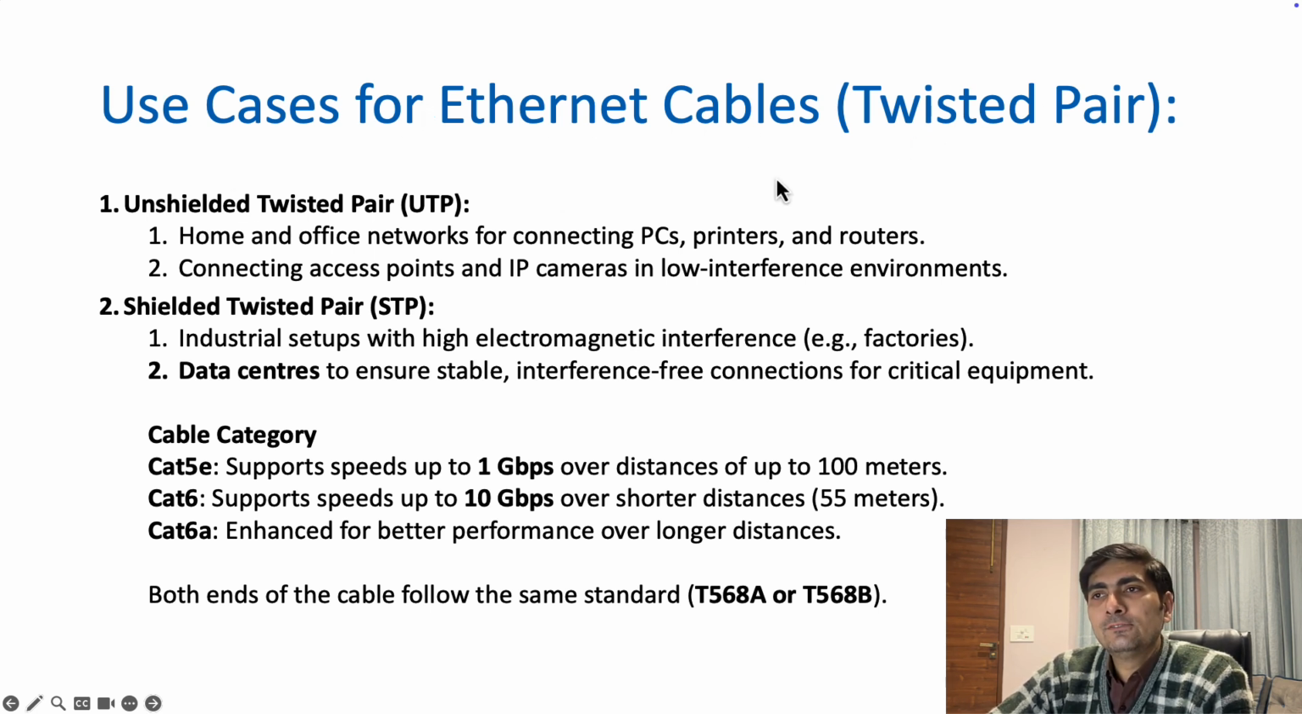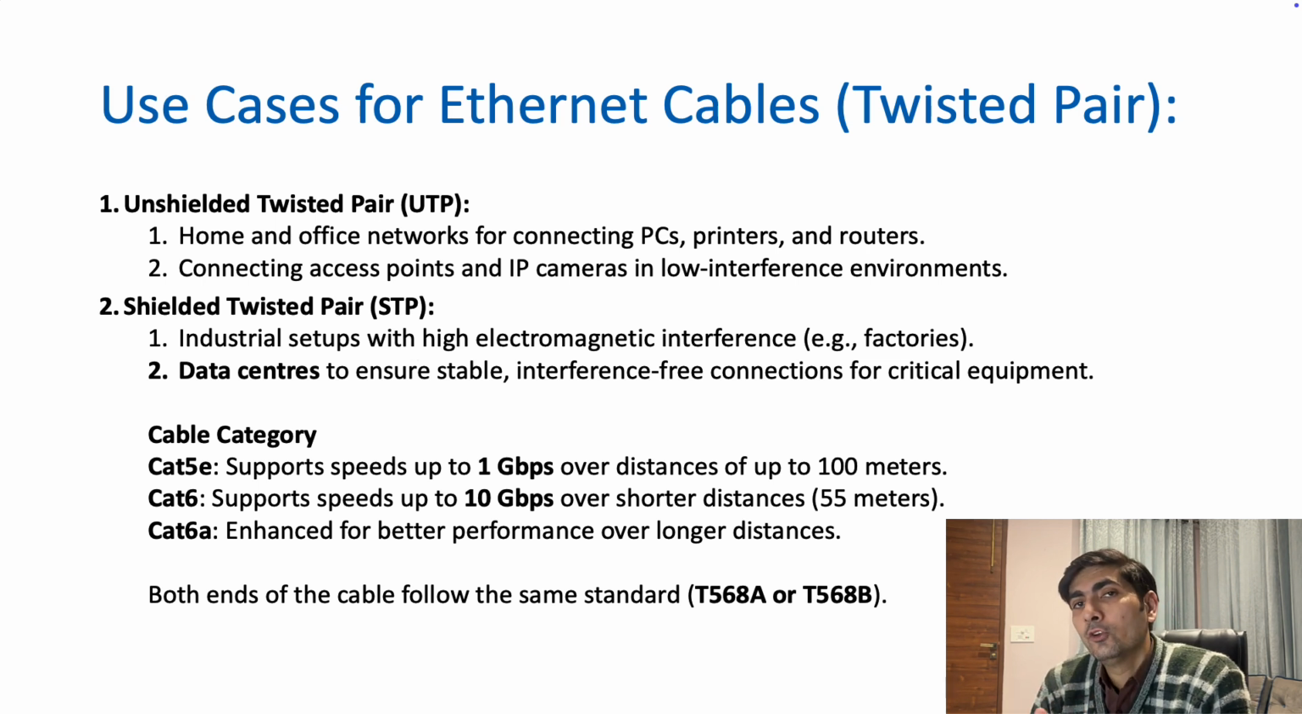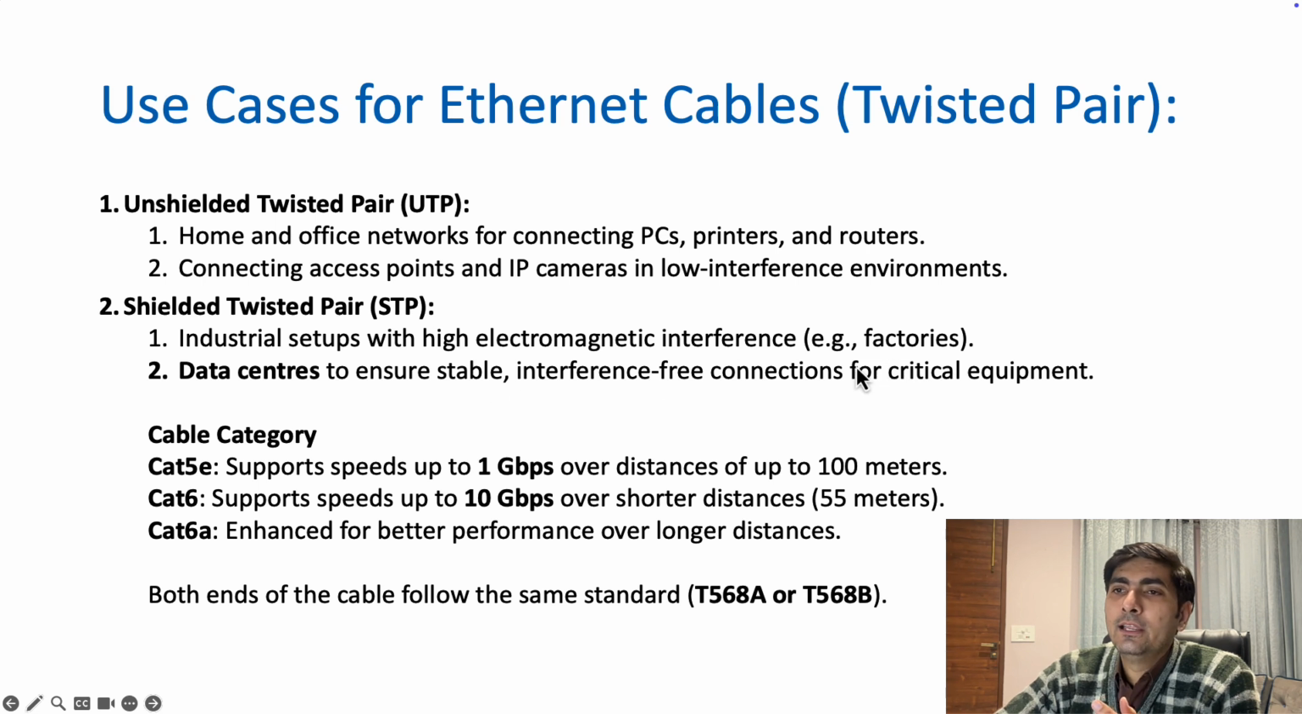Then it further has two categories: unshielded and shielded. Shielded means it will be coated to provide more immunity from electromagnetic interference. This happens because of the presence of many computers and big servers, or in factories, where it causes disruptions in the traffic flow. So in places like data centers, server rooms, and factories, you'll find this STP Ethernet cable. It will be a bit costly. Otherwise these will be twisted only.